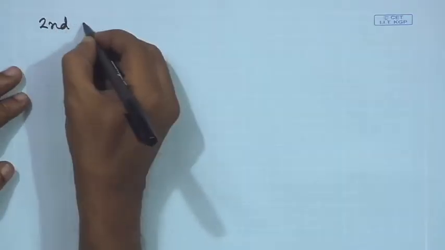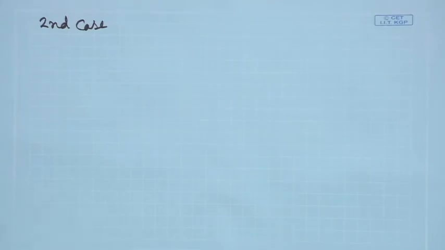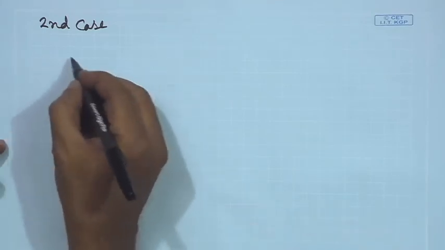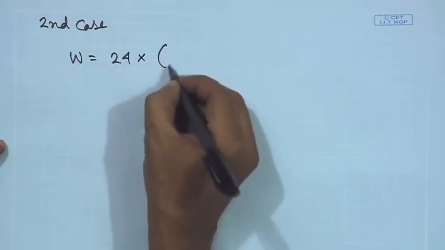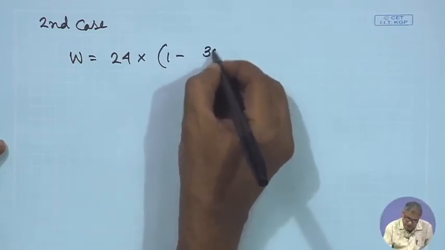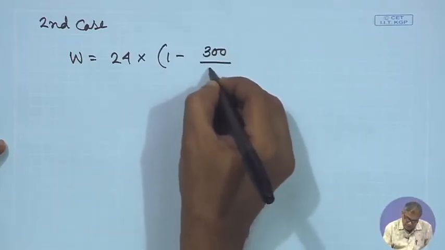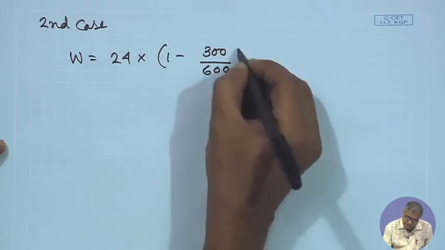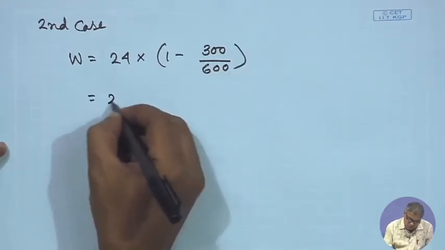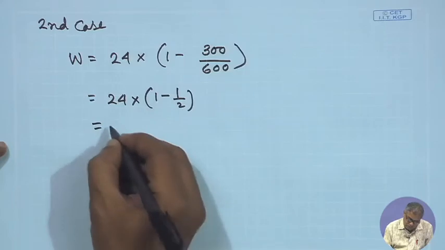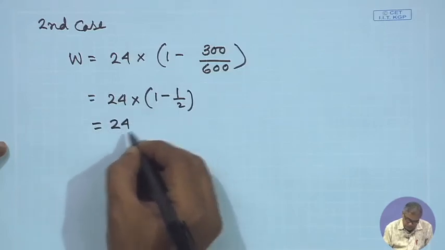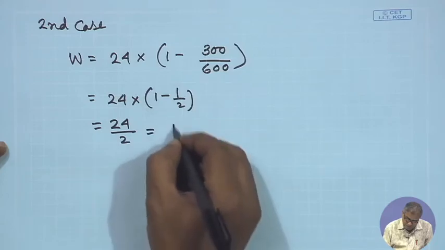Let us go to the second case. In the second case, W is equal to again 24 into 1 minus 300, which is the sink temperature, but the source temperature is 600. So, this will be 24 into 1 minus half, that is 24 by 2, which is equal to 12 kilowatt.